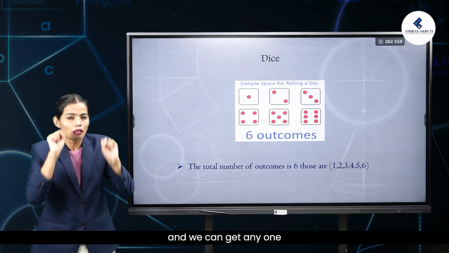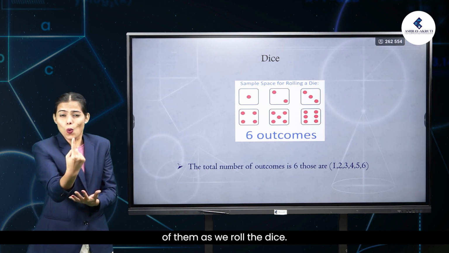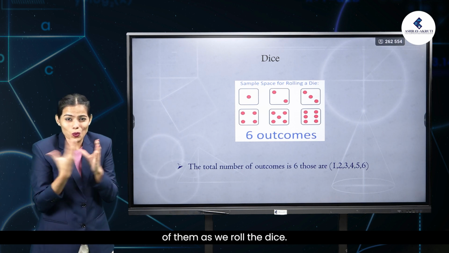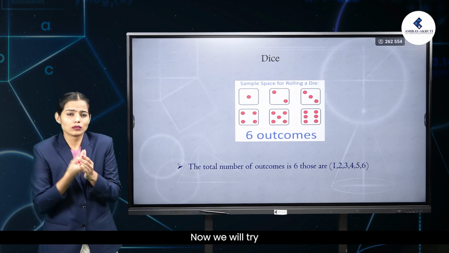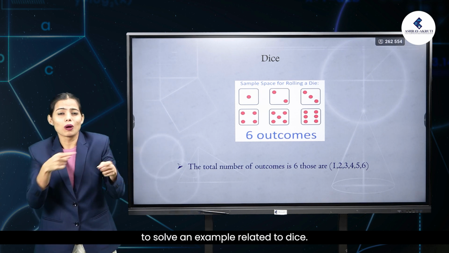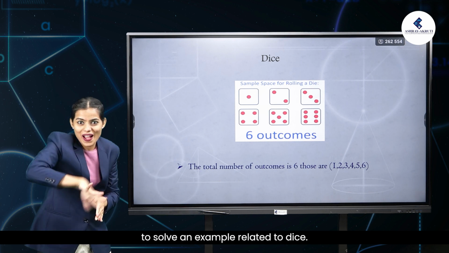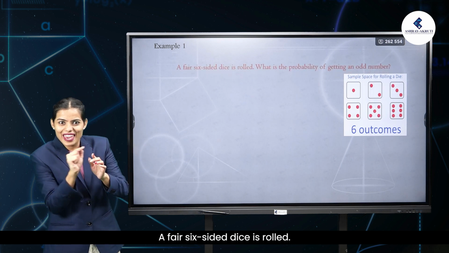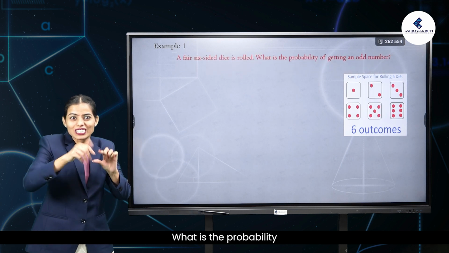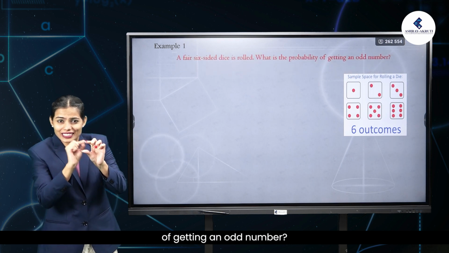And we can get any one of them as we roll the dice. Now, we will try to solve an example related to dice. Example 1. A fair 6-sided dice is rolled. What is the probability of getting an odd number?